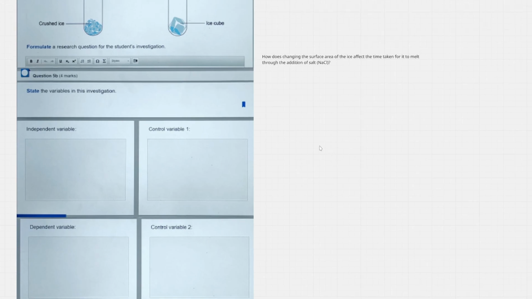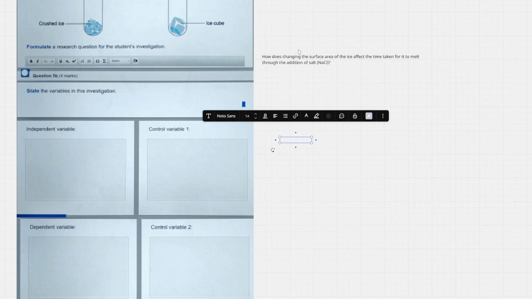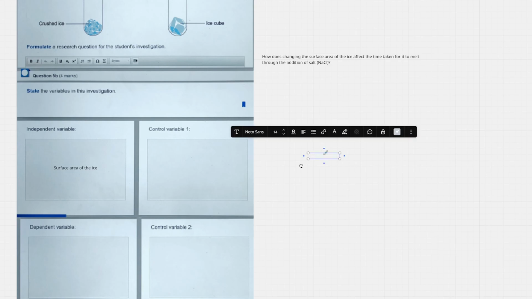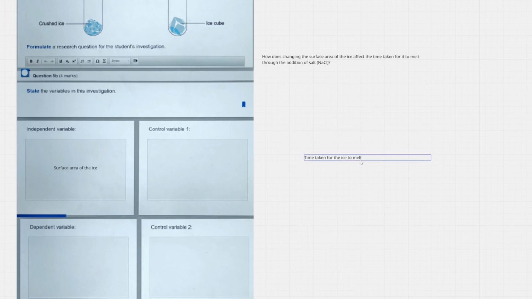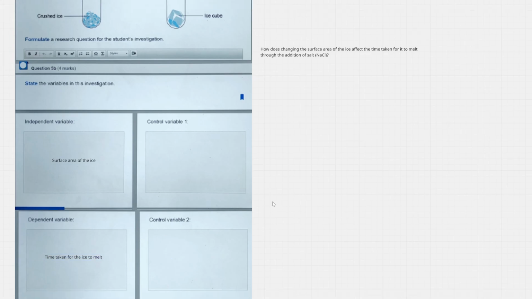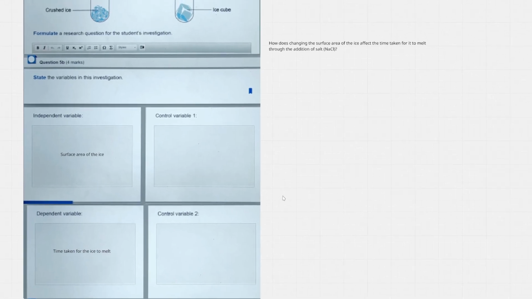Now, to state the variables: the independent variable, the one that you're changing, is the surface area of the ice. The dependent variable is the time taken for the ice to melt. And now you have a couple of control variables to decide.